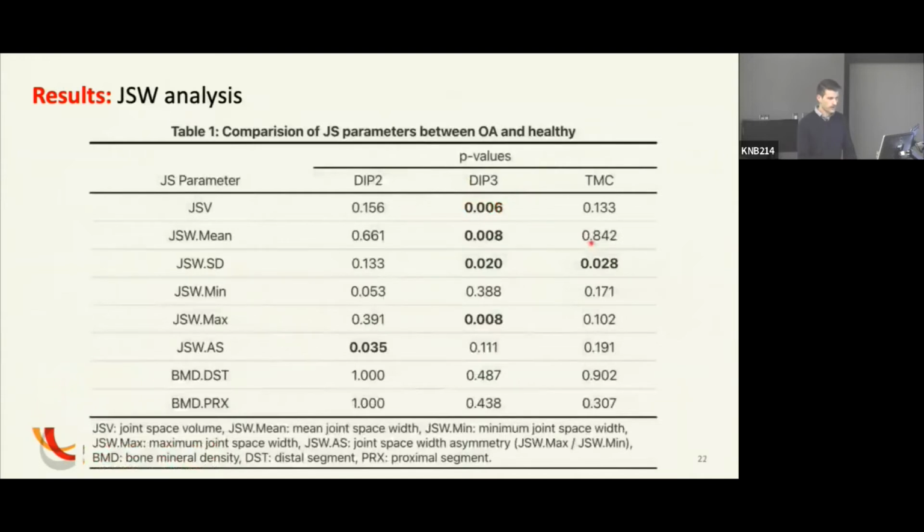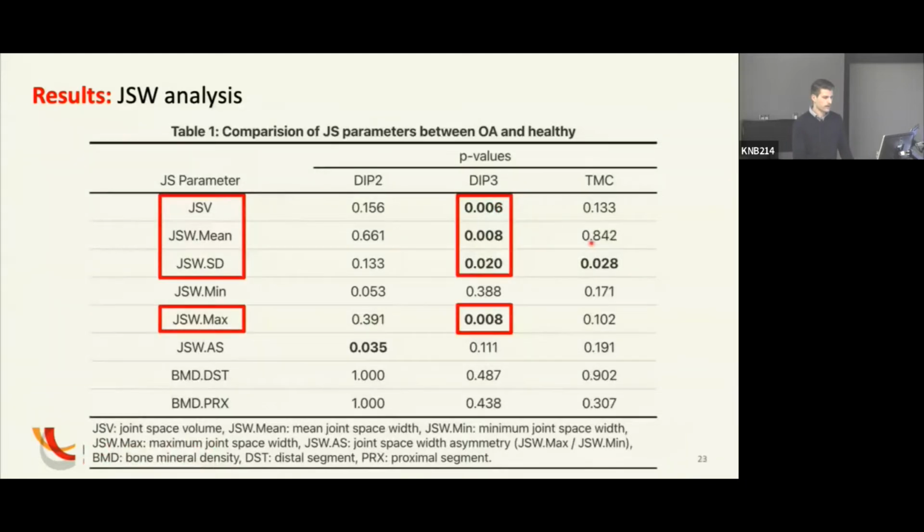And now looking at our joint space width and bone mineral density parameters between our healthy and our OA group, we found everything in bold is with a p-value that was significant, less than 0.05. But what was interesting here is I have highlighted the DIP3 joints, and specifically the joint space width volume, mean, standard deviation, and max. We found were significant.